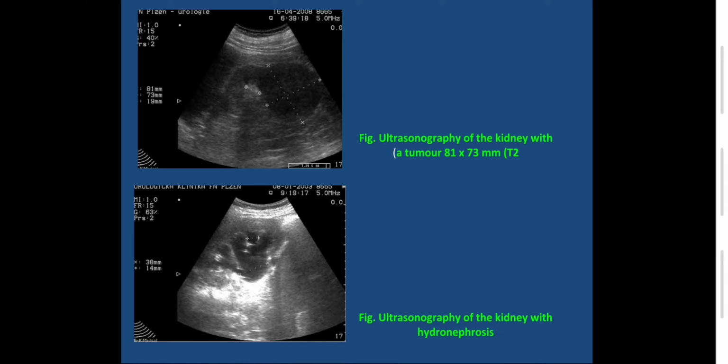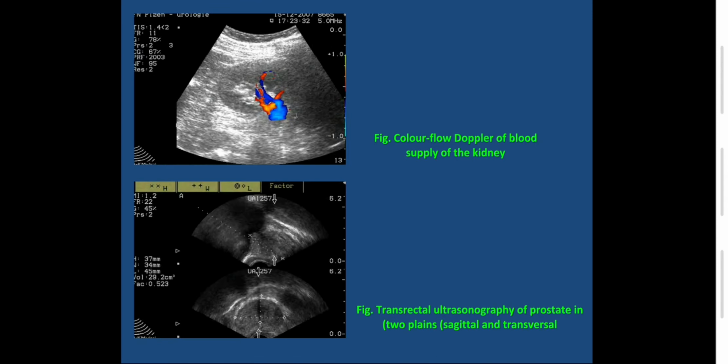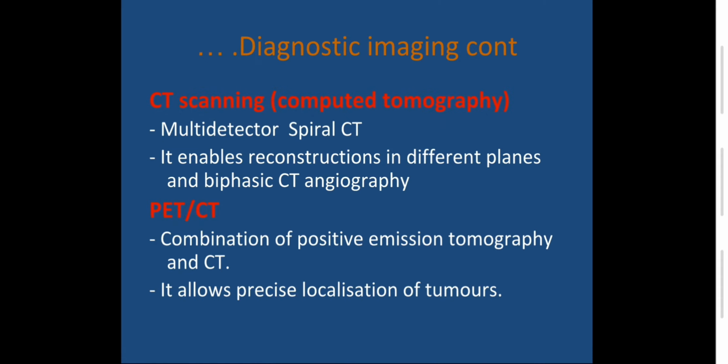These pictures of ultrasound show different renal pathologies such as renal tumor, hydronephrosis, dilatation of the pelvis and the collecting system, color flow Doppler of the kidney, and transrectal ultrasound of the prostate.